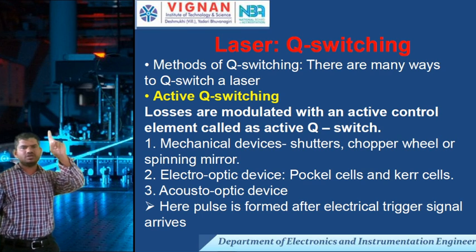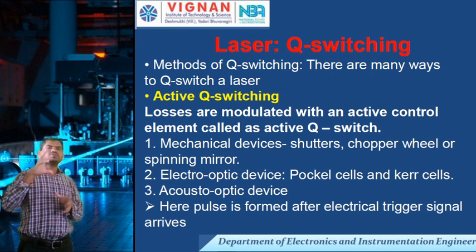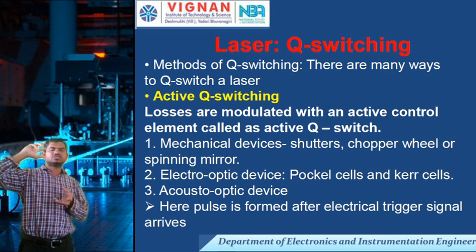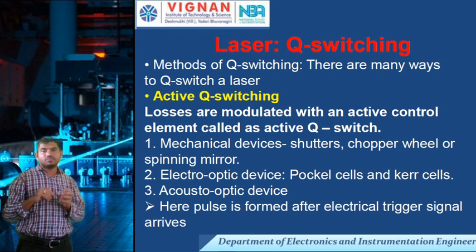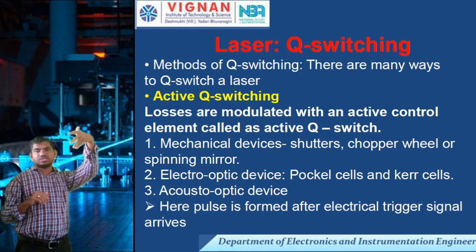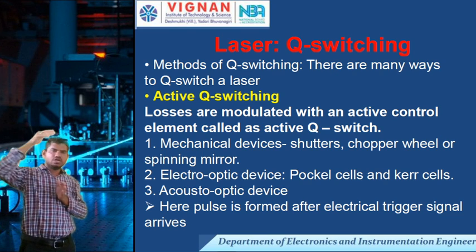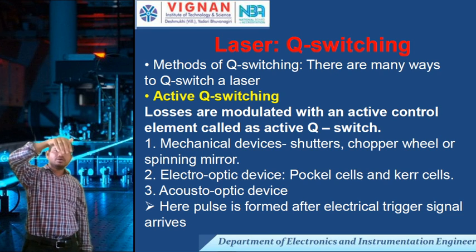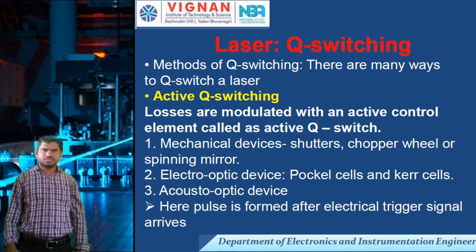The first way is mechanical devices. Here I am using external mirrors, shutters, chopper wheels or spinning mirrors. By using the spinning mirror, external shutters or choppers, I insert them in the laser beam direction to minimize the losses.